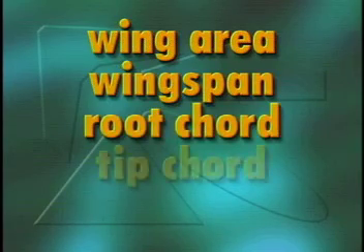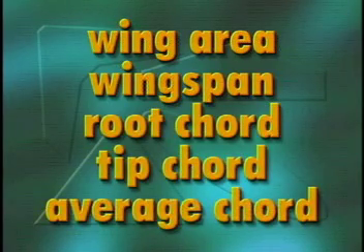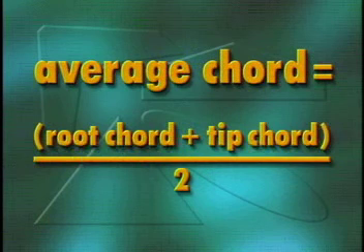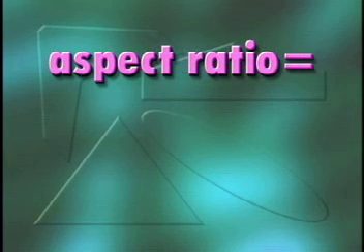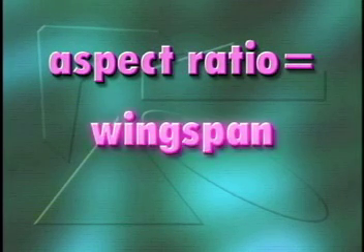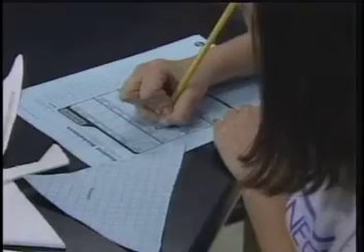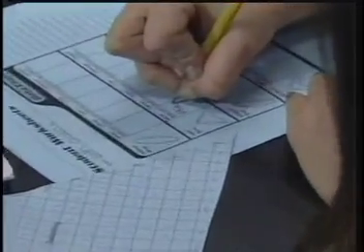Students will calculate the wing area, the wing span, the root chord, the tip chord, and the average chord for each wing. The average chord can be calculated using this formula. Next, have students calculate the aspect ratio for each wing using the formula wingspan divided by average chord. Record all values onto the data chart.